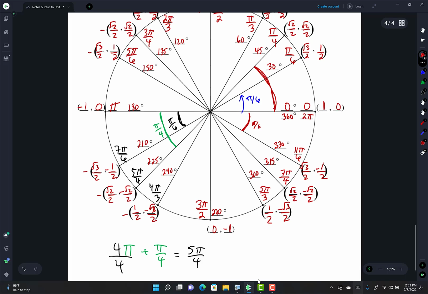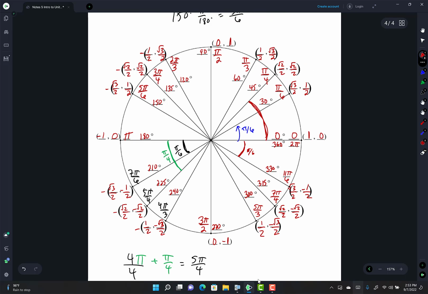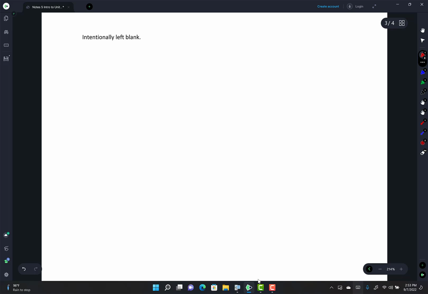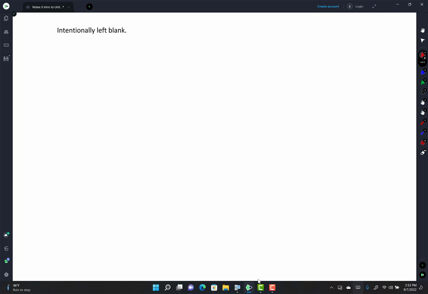Here's the last. Look at all this beautiful math you guys just did. Here's the last thing we're going to do, and then after this, we'll call it a day and you can do your Delta. On the intentionally left blank page, go to that, and let's exaggerate quadrant 1.